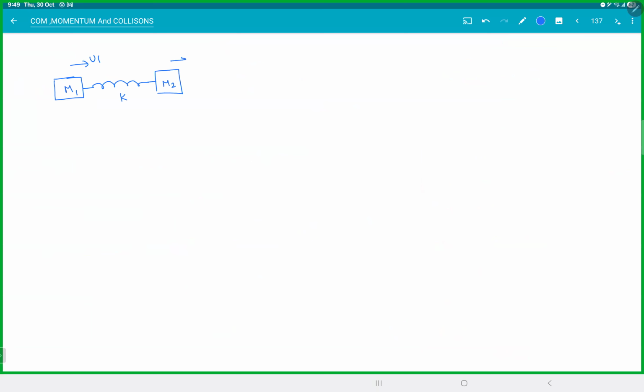This is M2. This is U2. Initially, it is at natural length. So you can do the same thing, the maximum compression and everything. The final result will come like this. Half k x max square is given by half M1 M2 by M1 plus M2 times (V1 bar minus V2 bar) square.